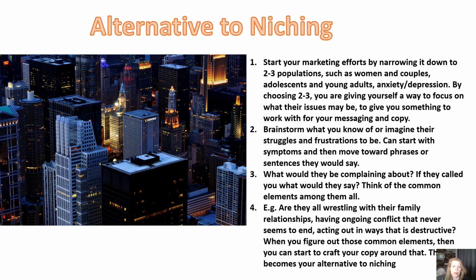And then number 2, brainstorm what you know of or imagine their struggles and frustrations to be. It can start with symptoms and then move toward phrases or sentences they would say. And 3, what would they be complaining about? If they called you, what would they say? Think of the common elements among them all. Number 4, for example, are they wrestling with their family relationships, having ongoing conflict that never seems to end, acting out in ways that are destructive? When you figure out those common elements, then you can start to craft your copy around that, and this becomes your alternative to niching.